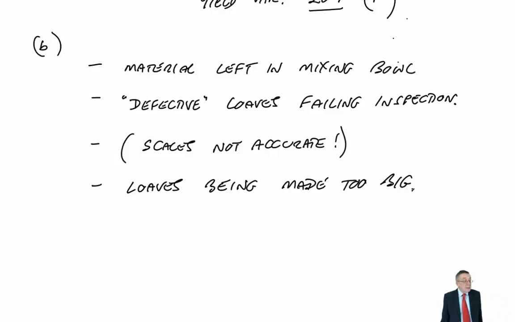Now, I thought that was a little bit less obvious, but I think that's why the examiner mentioned these electronic scales. The materials going in, we're sure about, but there's no mention of the individual loaves being weighed to check that they're not too big or, for that matter, too small. But if they're too big, we'd have an adverse variance. Okay, that was number three.